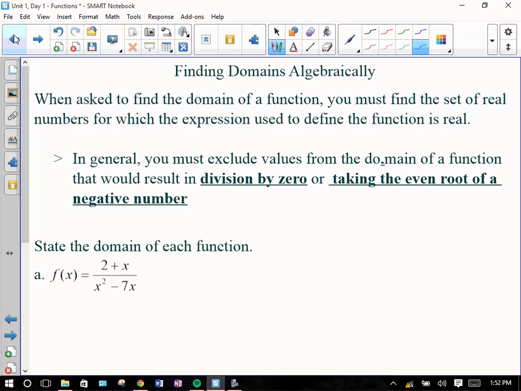I want you guys to write this down just because it gives a good description of what this is. I know it's a lot.